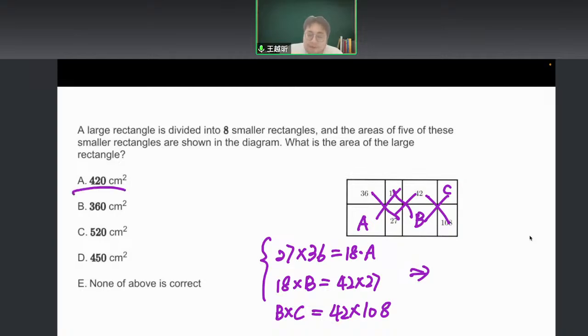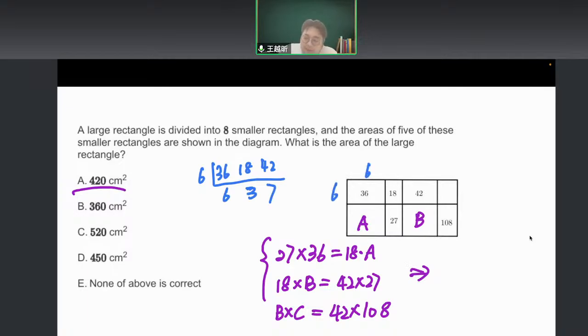Also, I can tell you another method that is very easy for you to calculate. Another method is just guessing. You see 36, 18, and 42. Use the ladder method to find the highest common factor. Divide by 6, this one is 6, this one is 3, and this one is 7. So the highest common factor is 6.